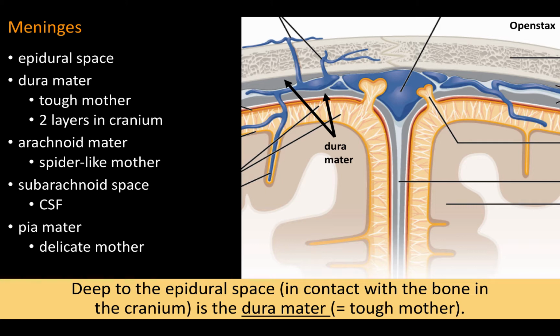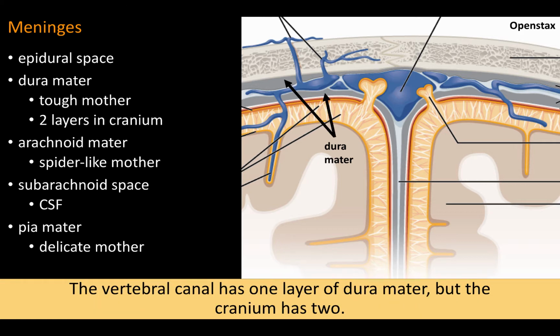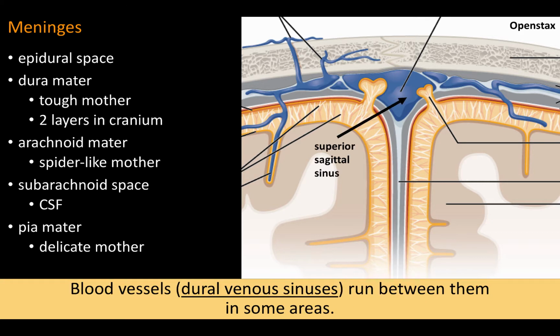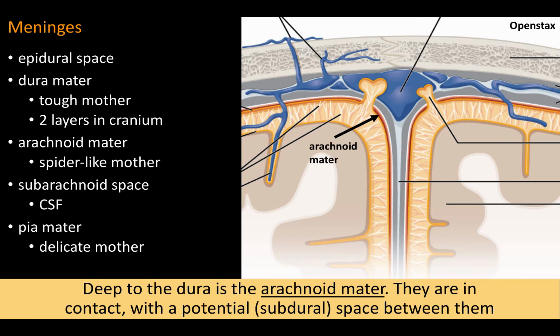Deep to the epidural space, in contact with the bone in the cranium, is the dura mater, equals tough mother. The vertebral canal has one layer of dura mater, but the cranium has two. Blood vessels, dural venous sinuses, run between them in some areas. Deep to the dura is the arachnoid mater. They are in contact with the potential subdural space between them.